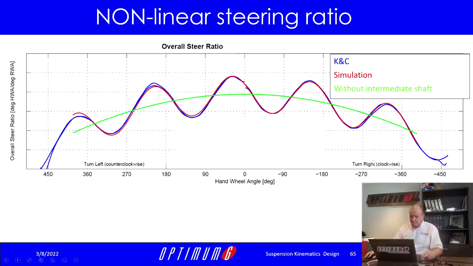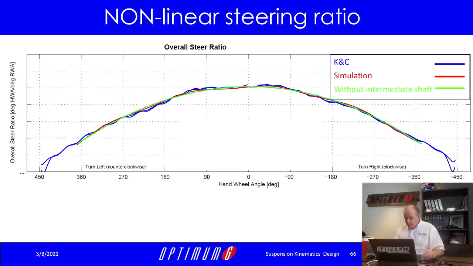Just by changing the inclination of the steering wheel, you change that steering ratio. That is bad. When you have this kind of variation, the tires are not speaking to the driver. It's very discontinuous there, very bad. So let me show you a better one where, KNC simulation and without intermediate shaft, you have something very, very constant. I implore you to look at that. It's going to make a big difference in the driver control and confidence.